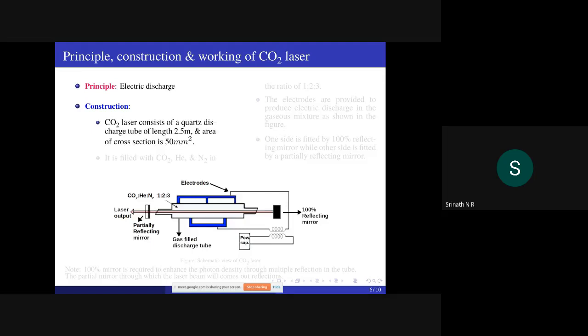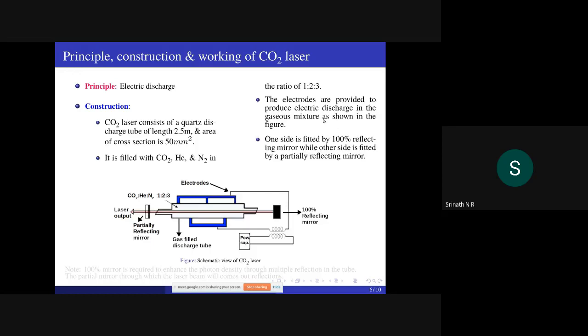Construction. The CO2 laser consists of a quartz discharge tube of length approximately 2.5 meter and area of cross section 50 millimeter square. The discharge tube is filled with active media composed of carbon dioxide molecules, helium molecules, and nitrogen molecules in the ratio of 1 to 3. The discharge tube is also provided with electrodes to produce electric discharge in the gaseous mixture.